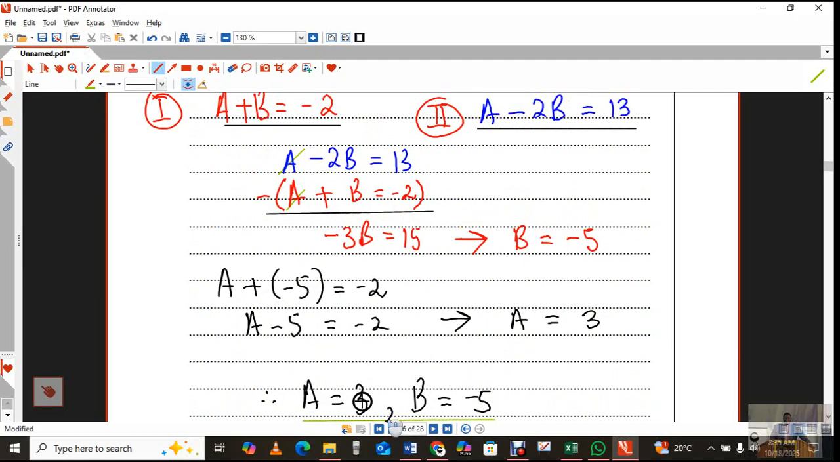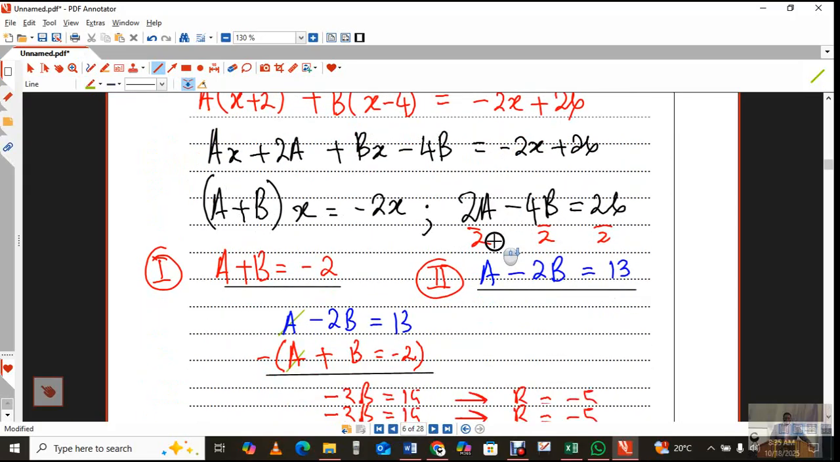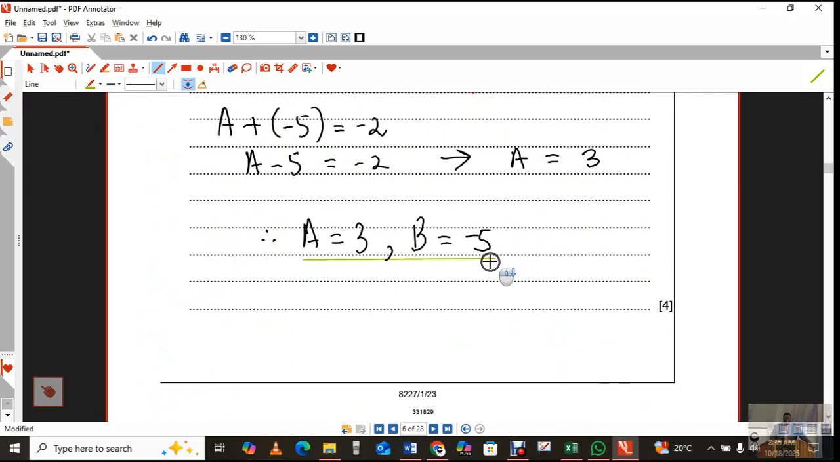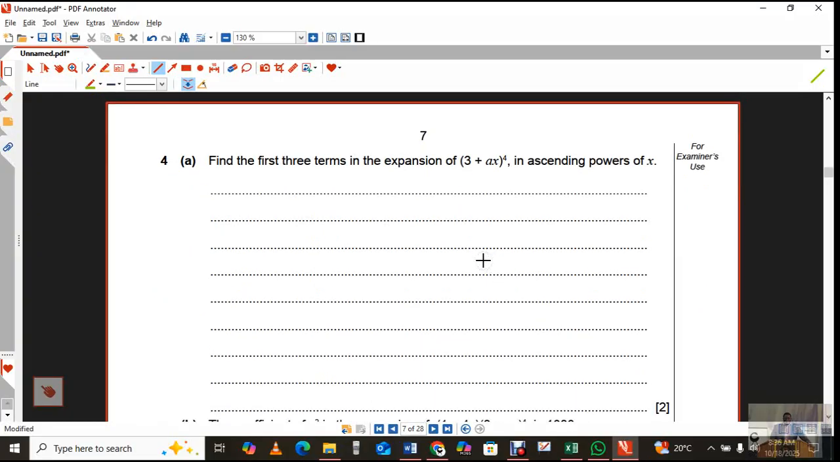Right. It's a little bit of work, but it is straightforward in all honesty. Let's look at question 4. It says, find the first 3 terms in the expansion of (3 + ax) to the power 4 in ascending powers of x. Okay, so the first term, that's what I like to do.